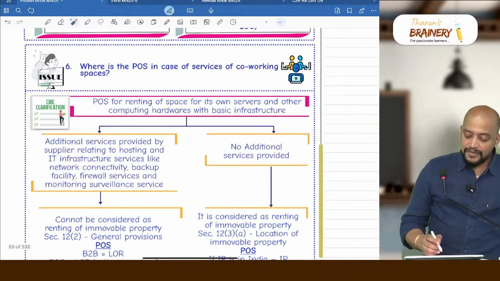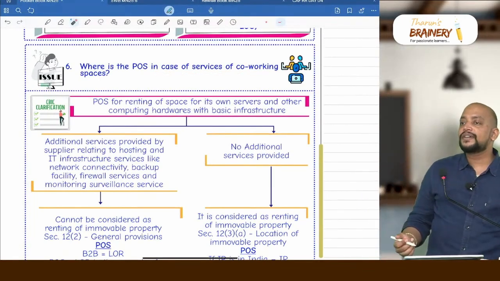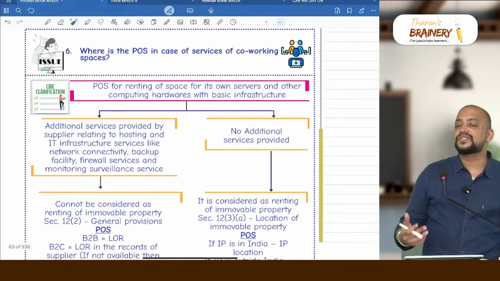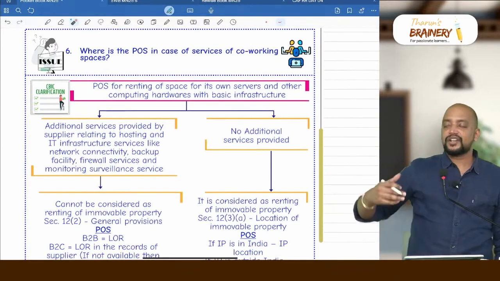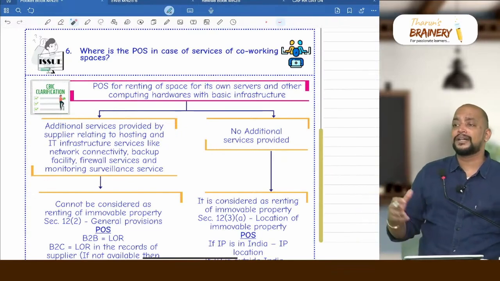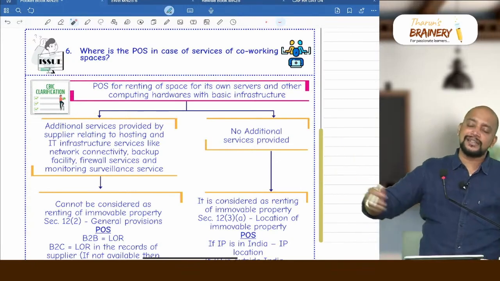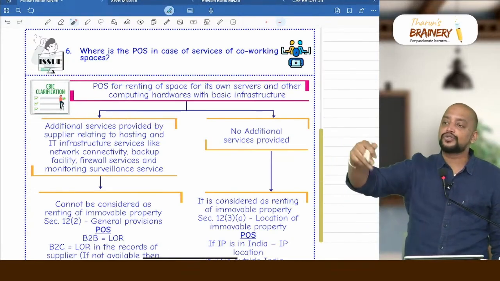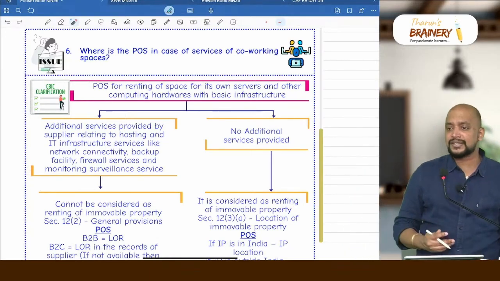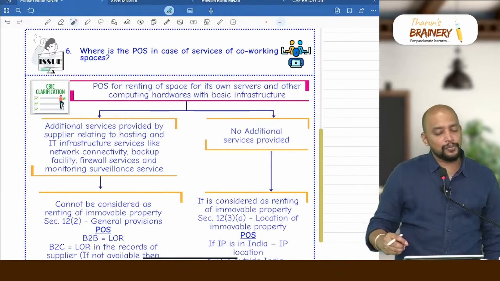Then next one, where is the place of supply in case of service of co-working spaces? Usually a co-working space is just a place given for people to use. There will be a lot of common areas, like the conference room, toilet and cafeteria being common, and for different businesses they just divide the office rooms and give them. That is what a co-working space is, and many people are in this business. That is mere renting, so in that case it is service in relation to immovable property.